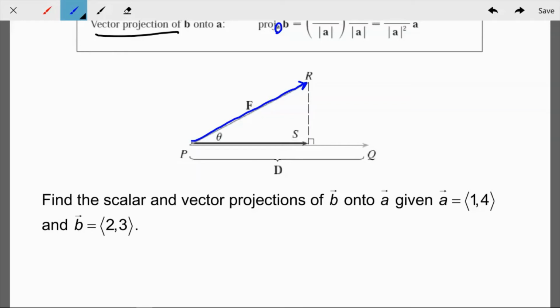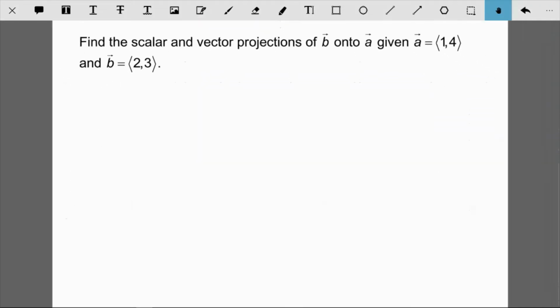I've got an example here where I want you to try to find the scalar and the vector projections of the vector B onto vector A, and I gave you two vectors. This is just 2D, so this is pretty easy to do. Just pause the video, take a minute, work those out, and then when you're done, you can come check your answers.